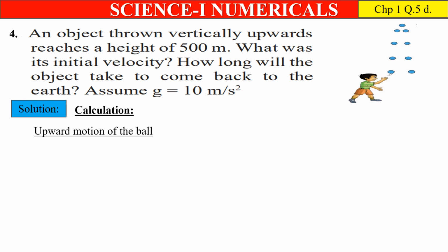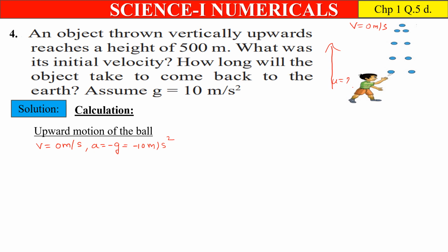So for upward motion of the ball, suppose this ball is moving upward, there will be some initial velocity, and here at this point final velocity will be 0 meter per second. So we will be writing here as final velocity is 0 meter per second. Next, acceleration is equal to minus g is equal to minus 10 meter per second square. Here acceleration is given in form of negative. Why? Because the ball is moving upward and the gravity is directed downward. So acceleration here will be negative.